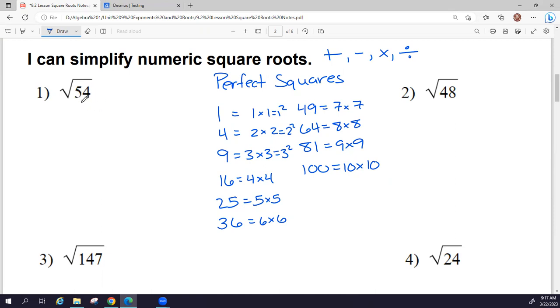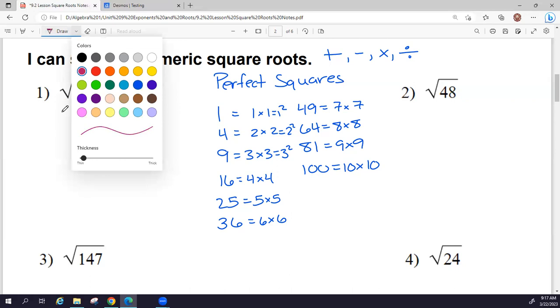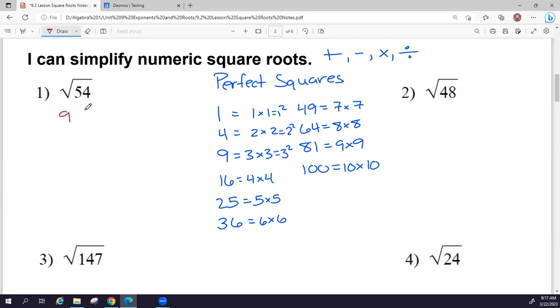And sometimes this takes some guessing and checking. You might want to try a few of these out. You can use Desmos if you need to. I know what they are, so we're going to roll with that in the interest of time. But as you go through and practice these, you might have to try a few. So I know that I can divide 54 by 9, which is a perfect square. And I know when I divide 54 by 9, it's equal to 6. What that means is 9 times 6 is 54.